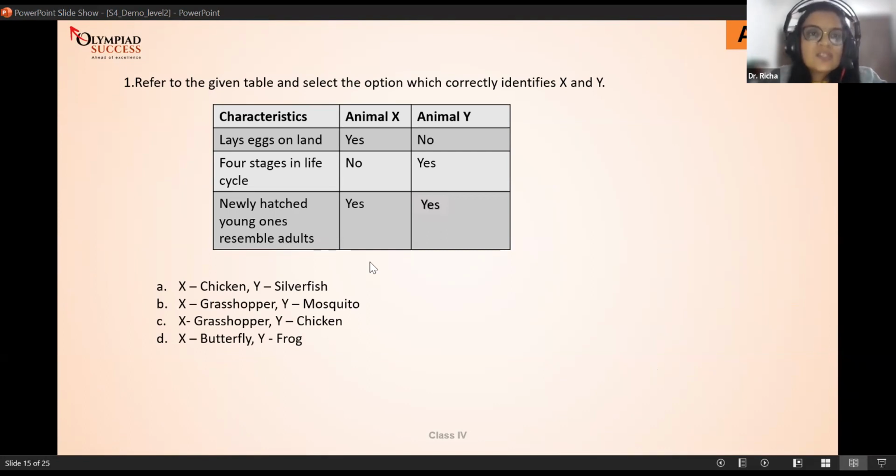You have characteristics written. You have animal X and Y. Animal X is someone which lays eggs on land. It has 4 stages in its life cycle. The newly hatched one, which comes from the egg, resembles the adult. That's X. Whereas Y is someone which doesn't lay eggs on land. It has 4 stages in its life cycle, and its newly hatched one does look like an adult version.